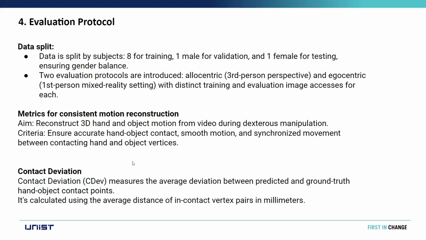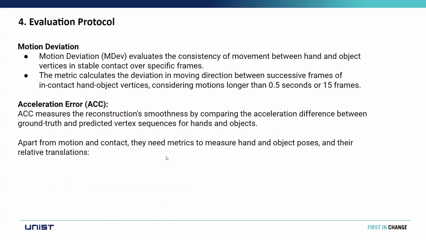For these metrics, they provide a contact deviation loss, which measures the average deviation between the predicted and the ground truth hand-object points that are in contact. They also provide a motion deviation metric, which evaluates the consistency of motion between the hands and the object vertices in stable contact over a specific frame range. They also have acceleration error, which measures the reconstruction smoothness by comparing the acceleration difference between the ground truth and the predicted vertices.